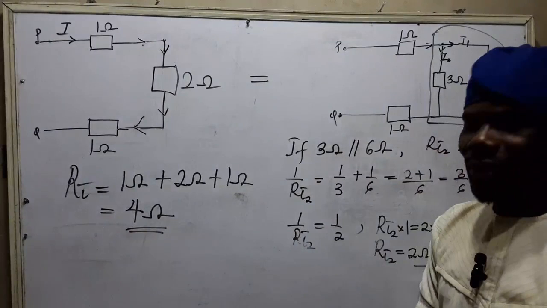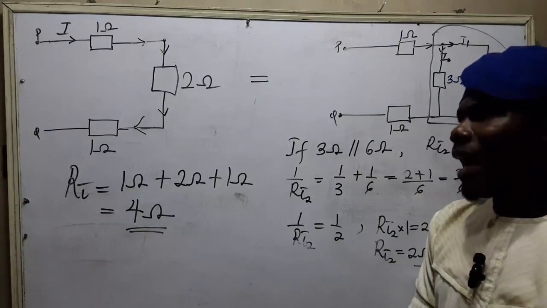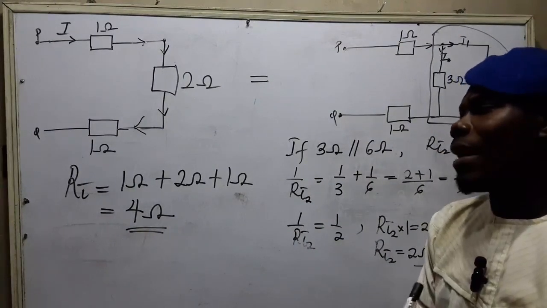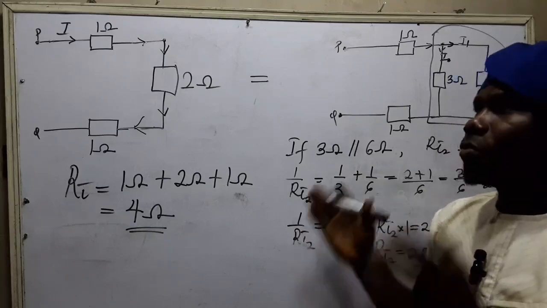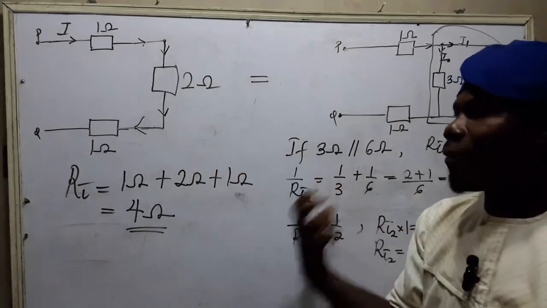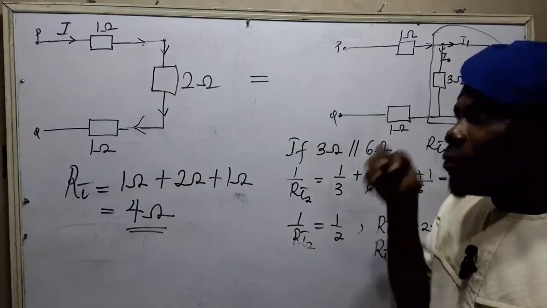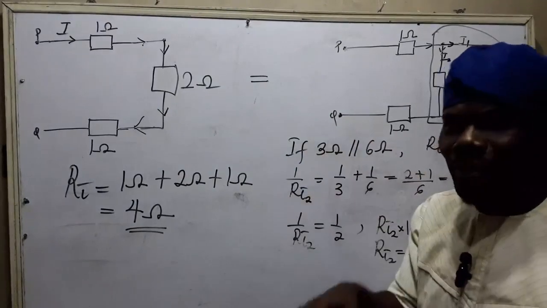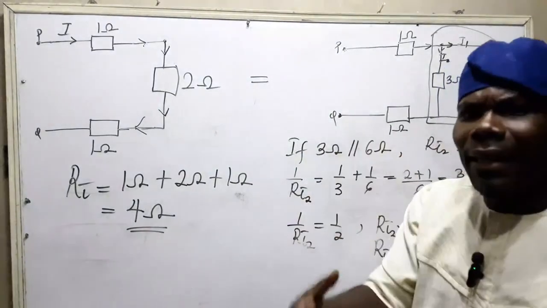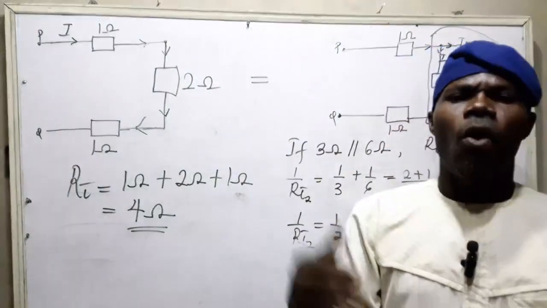So these are the procedure. These are the steps, and these are the things that will make you know that you are really getting what you are doing. Because you must be able to understand how the current is moving. The way the current is moving will determine how to know that the resistor is in parallel or in series.